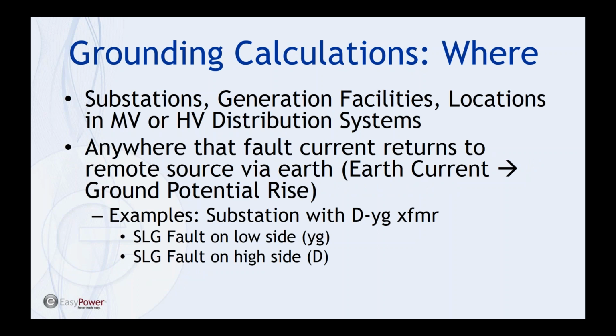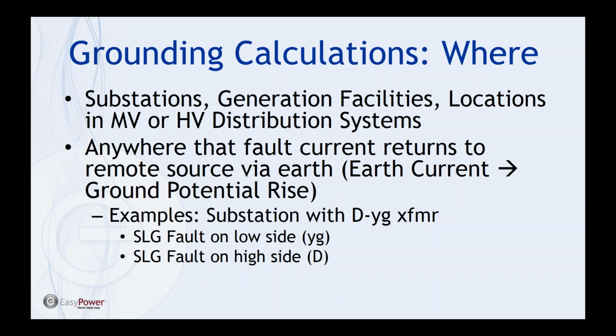So where do we ground? Grounding is thought of and designed into all electrical designs. However, in this presentation, we'll be discussing it in the context of substations, generation facilities, or locations in MV, HV distribution systems, such as maybe a solar farm or utility scale wind. Basically, the basic concept is anywhere that fault current returns to a remote source via earth. And the easiest way to make that make any sense is to give an example.